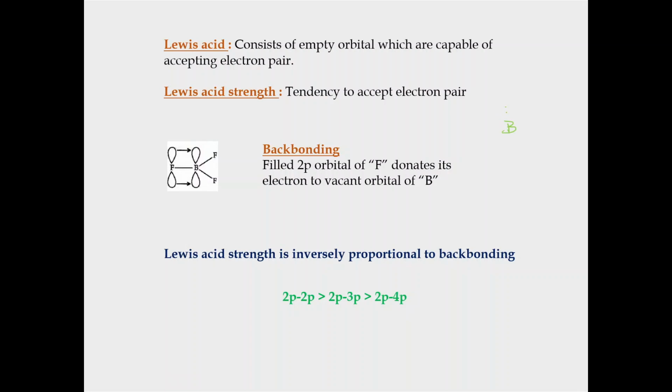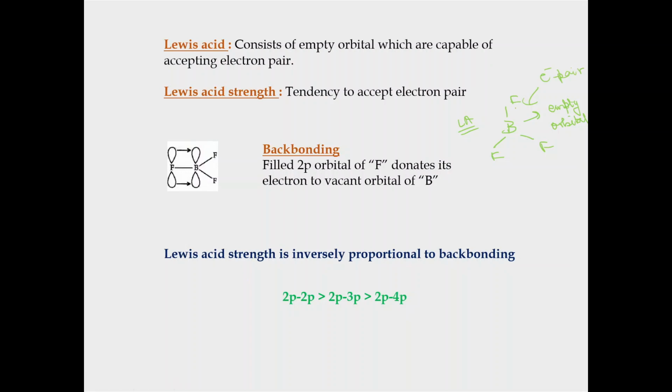If we take this example, BF3, this is a Lewis acid. Why is this a Lewis acid? Because boron has an empty orbital, and therefore it can accept an electron pair. But there is one more factor which we should take into account, that is back bonding.